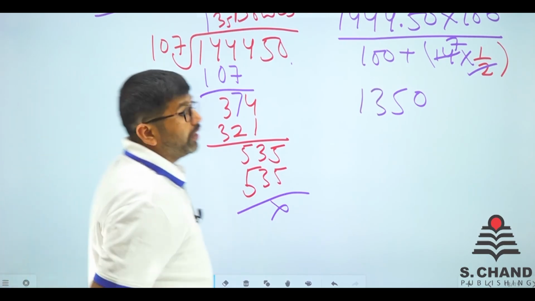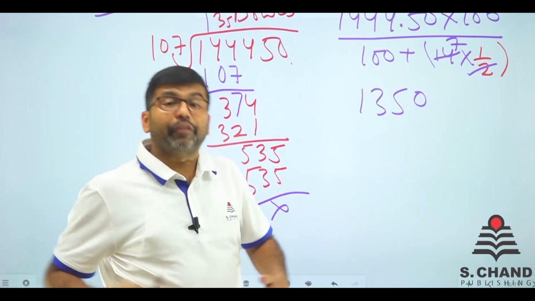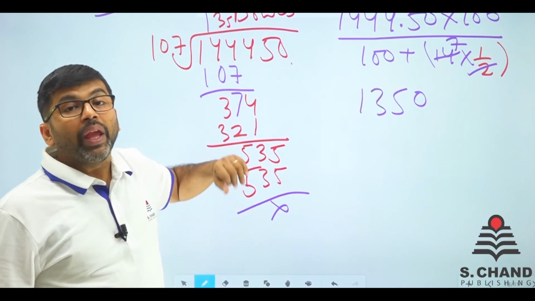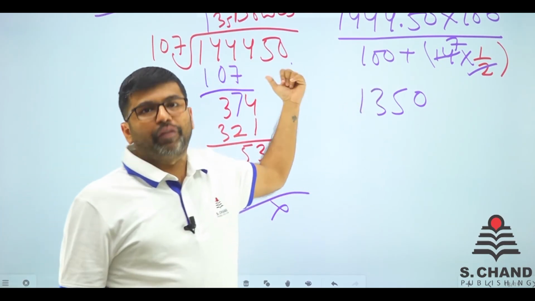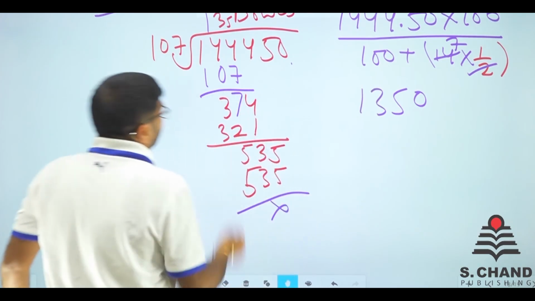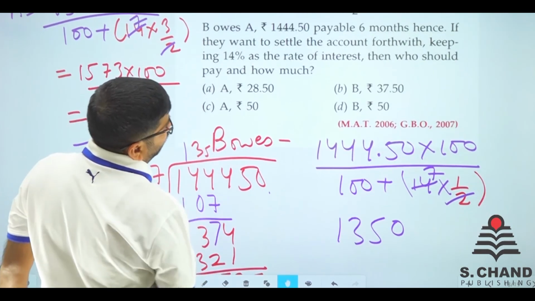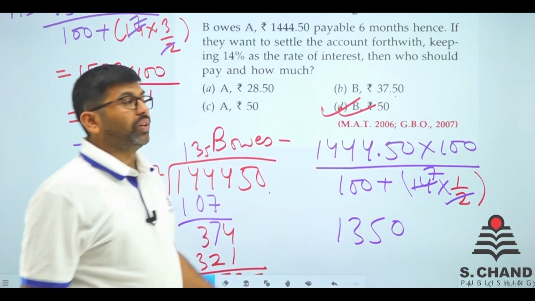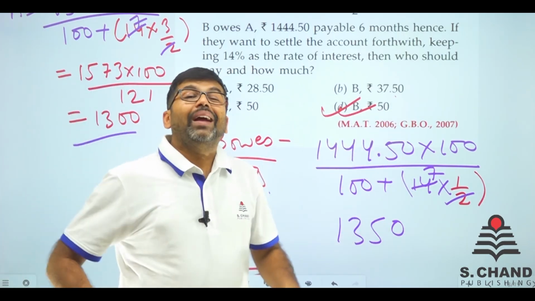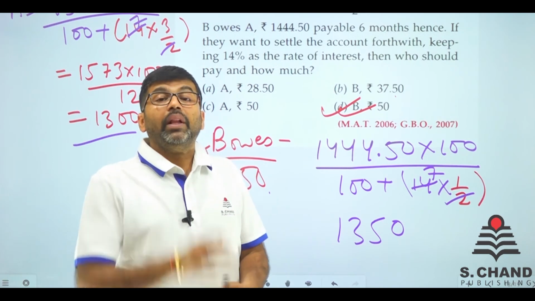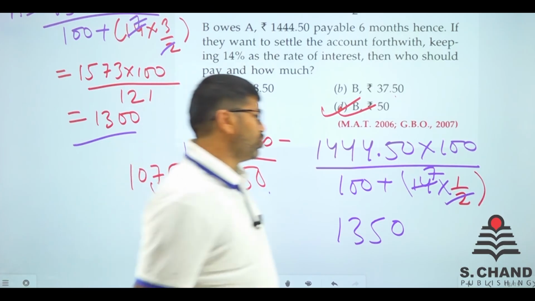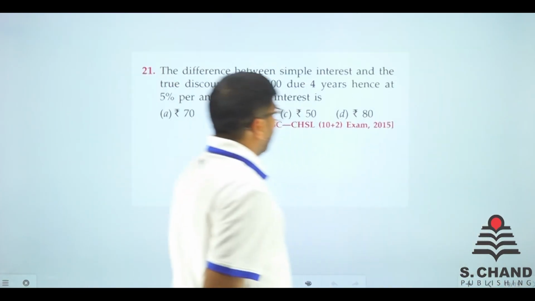So when we find the difference between them, 1350 minus 1300 is 50, and B owes 50 rupees, right? B owes 50 rupees. Let's see, is there any option? Yes, it is. B owes 50 rupees. This is a previous year question and these types of questions come in the exam. You need to do all the remaining questions. I'll do 1-2 questions more. Here we go.